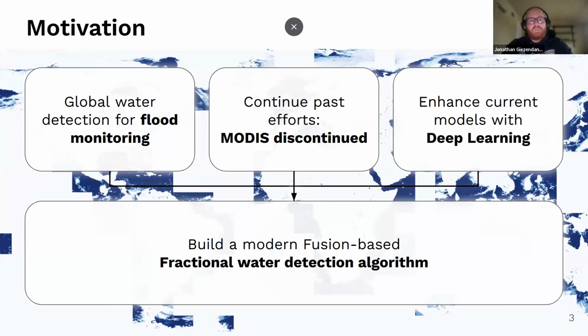So this is our motivation for this work. Why do we want to do this? We wanted something that could be a global water detection tool for flood monitoring. The main reason was to continue past efforts. As you know, MODIS is being discontinued. I think it stopped or is stopping collecting data this year. And a lot of the tools we had for global water mapping and global flood monitoring were based on MODIS. So we wanted to create a tool to continue this legacy.